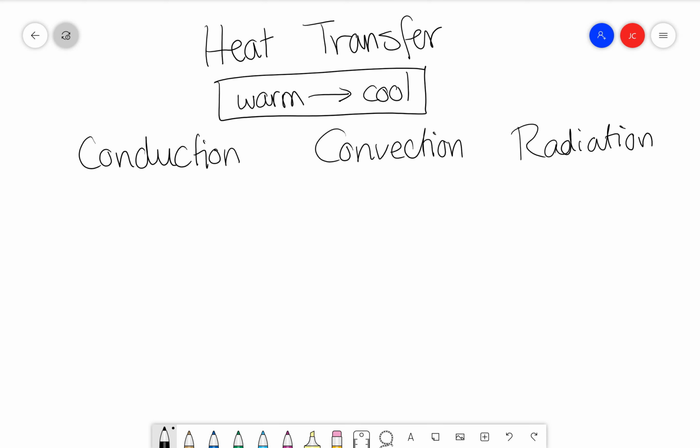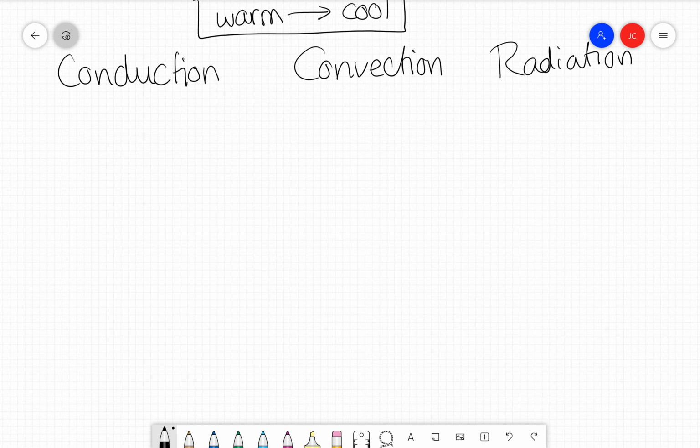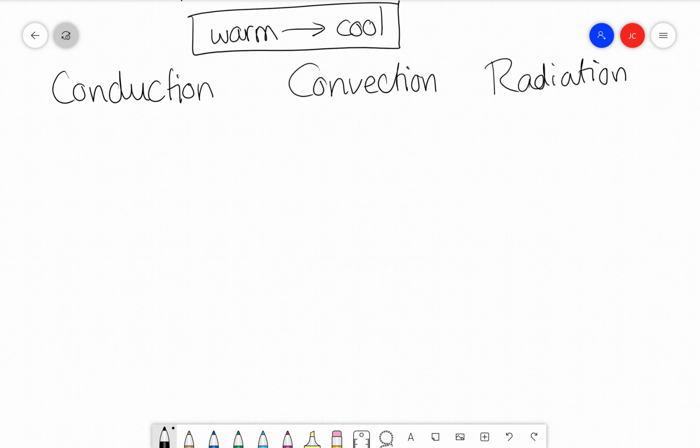Your oven probably operates by convection, and I'll explain what that is. And radiation you've probably heard of, maybe in the context of Chernobyl or some other form of nuclear apocalypse. Radiation is the third type of heat transfer. I'm going to explain what each of these does.